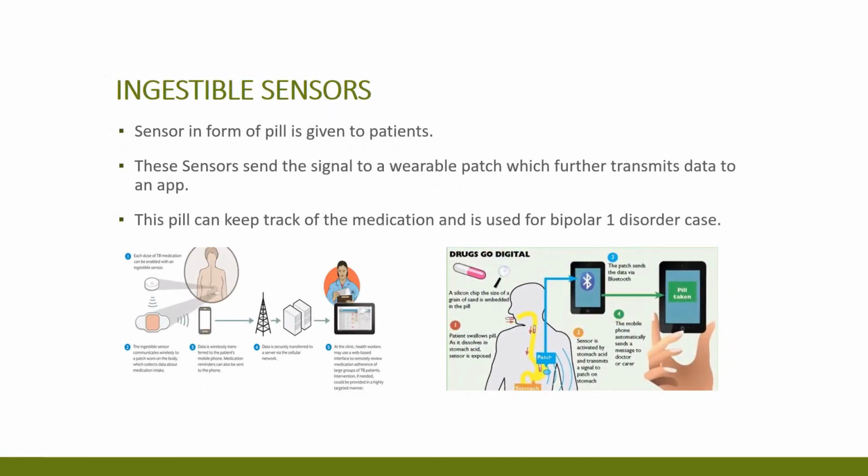Now moving on towards our next category, which is ingestible sensors. Ingestible sensor, also known as digital pill. This is a sensor which a user takes as a pill. The sensor sends the signal to a wearable patch which further sends the data to an application, as we can see in the images. This sensor is used to keep track of medication in some specific cases like bipolar disorder patients whose medication is time bounded.